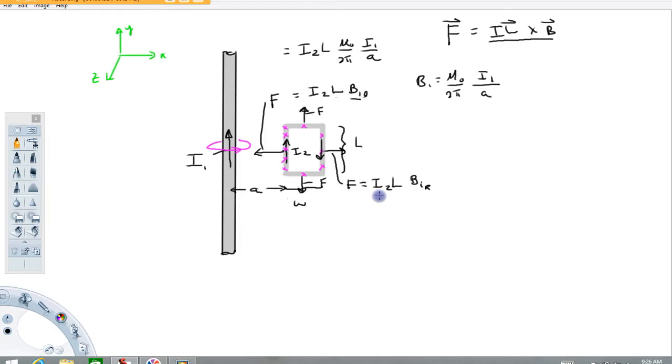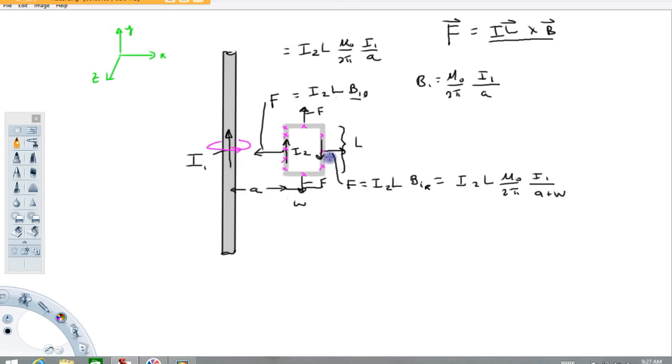Okay. Again, the angle between the current and the magnetic field in this picture right here is 90. Sine of 90 is 1. So this force is going to equal I2 times the length of the wire times this guy, which is the magnetic field produced by I1 all the way over here. So treating it like a long straight wire, mu sub O over 2 pi I1 over. Now the distance is the distance from here to here, which in my picture would be A plus W.